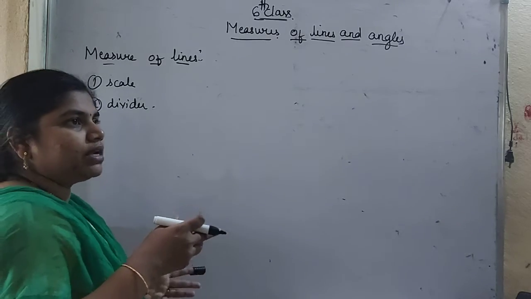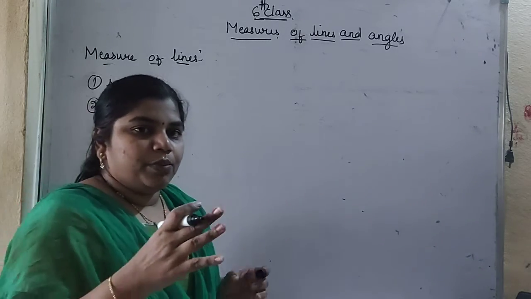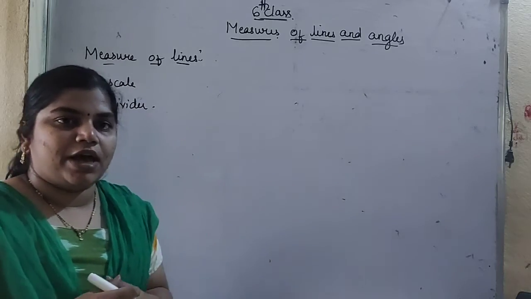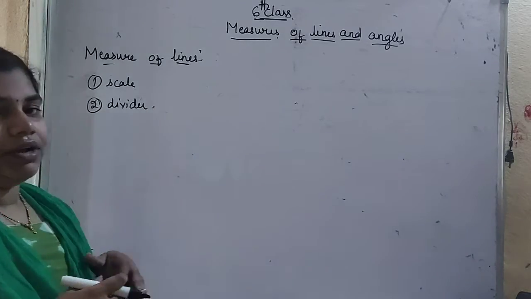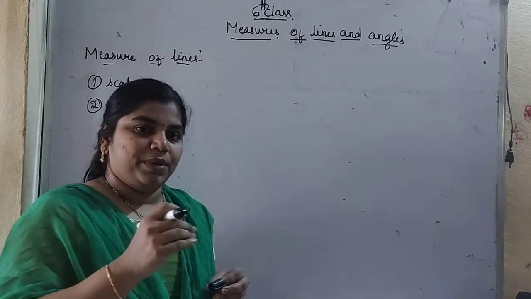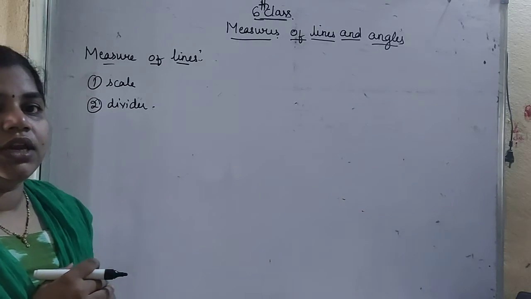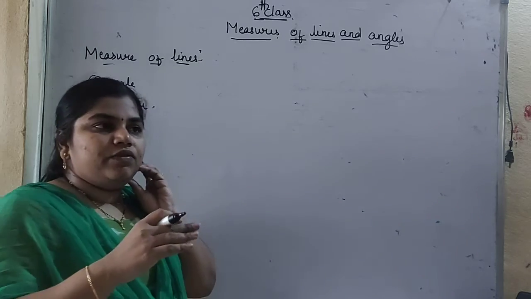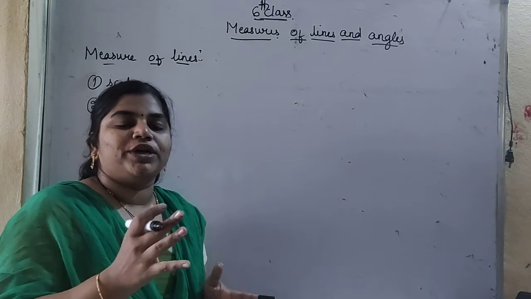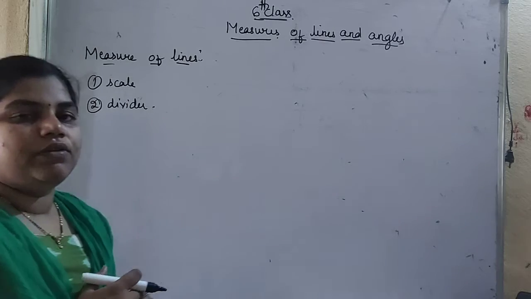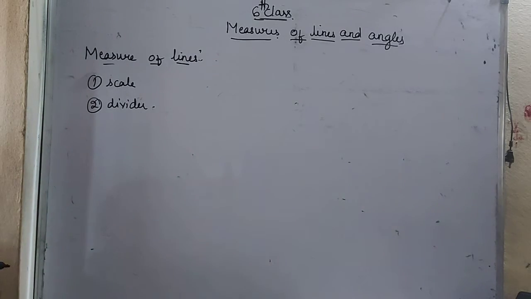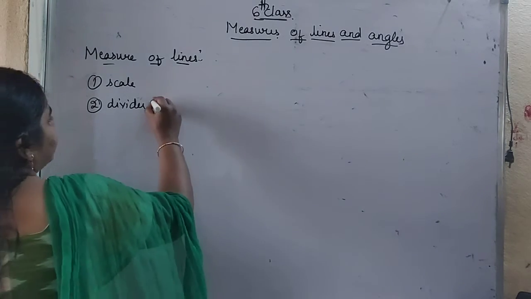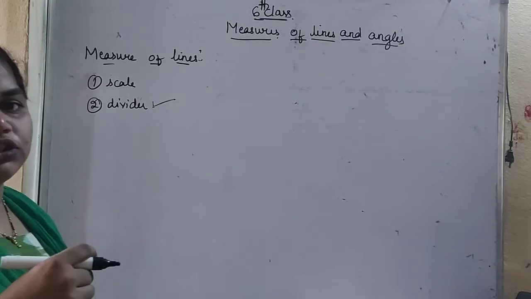If you are taking a scale for measuring the line, it may vary, one or two points can be varied, but by using the divider you can exactly measure the line, very clearly, without any one or two points difference. So which one is better here? We can use the divider, it is better than the scale to measure the line.